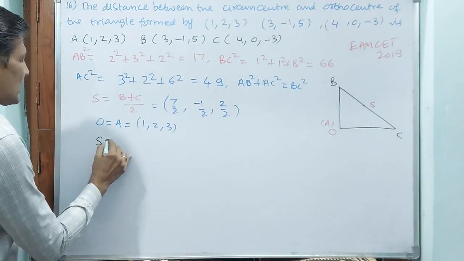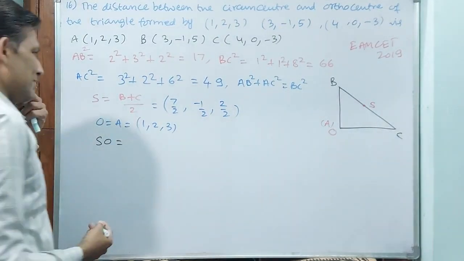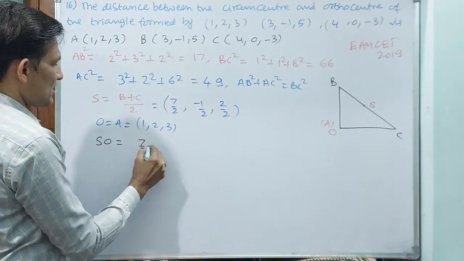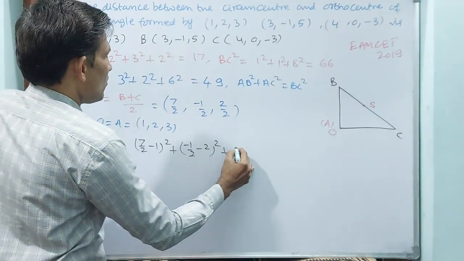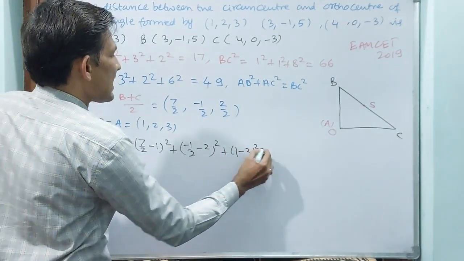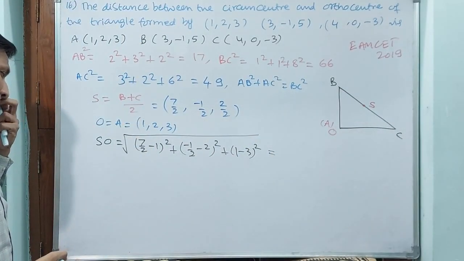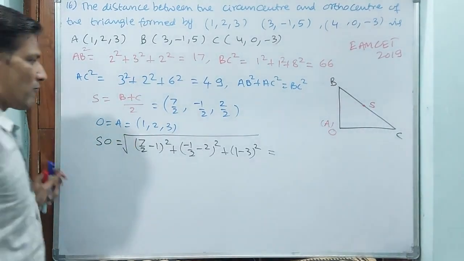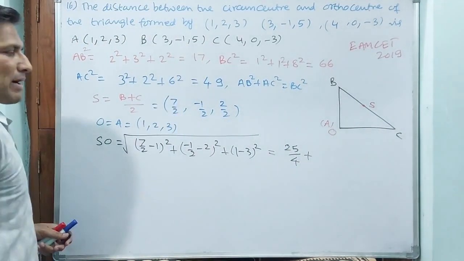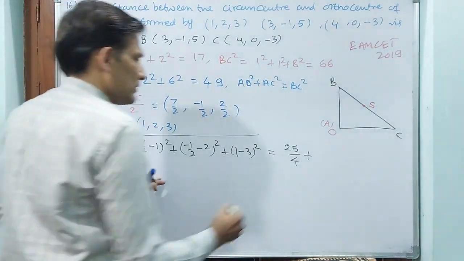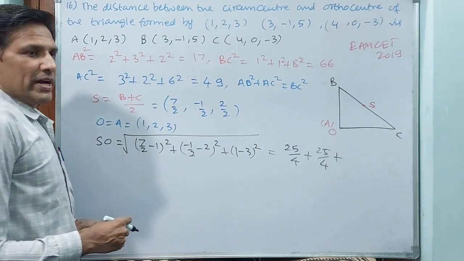Okay? SO. Distance between circumcenter and orthocenter, SO or OS, both are the same. See, 7 by 2 is bigger than 1. Write down: (7/2 minus 1) whole squared plus (minus 1/2 minus 2) whole squared plus (1 minus 3) whole squared, under root. See, 7 minus 2, 5, (5/2) whole squared, 25 by 4. Plus, see, minus 1 minus 4, minus 5, minus 5 by 2, 25 by 4. Plus, 1 minus 3, 2, 2 squared, 4.